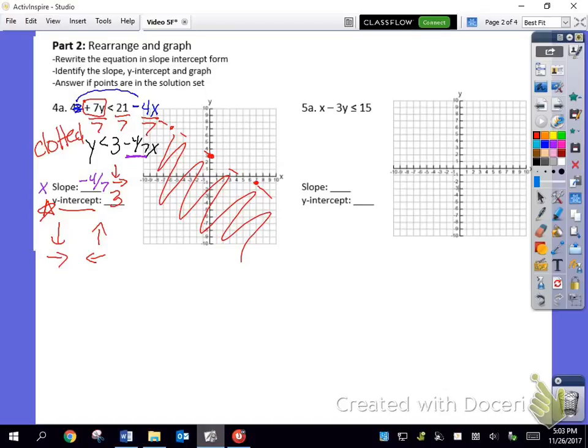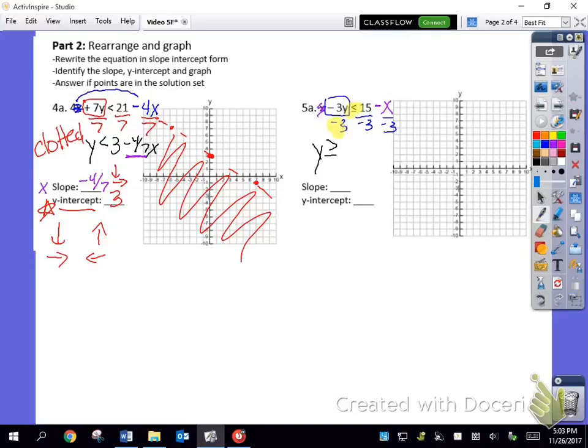Okay, so let's do the next one. So move your x over, that becomes minus x, and then you have to divide everything by negative 3. So divide by negative 3. So you've got y, and I divided by negative, so I have to flip my symbol.